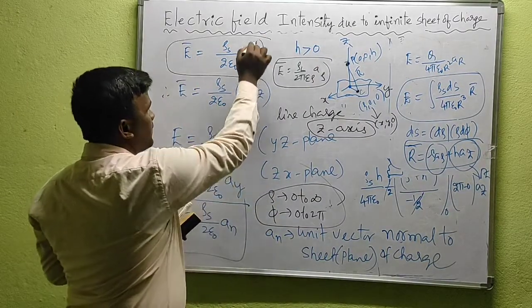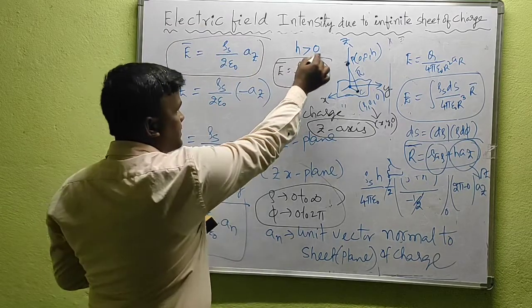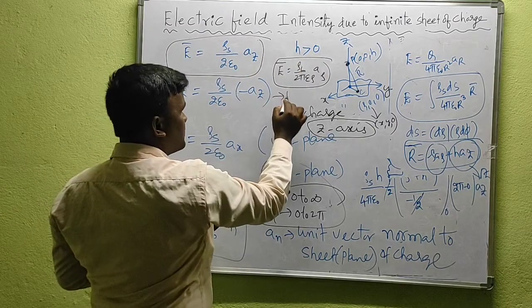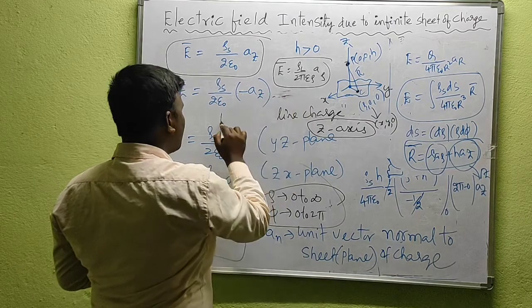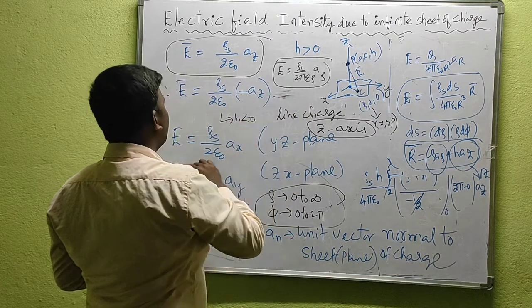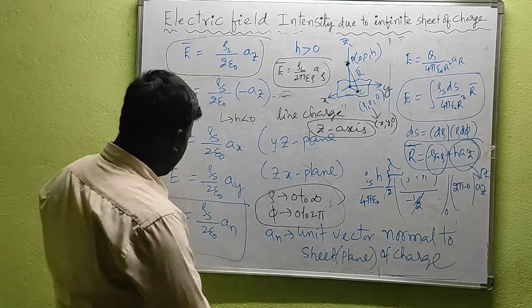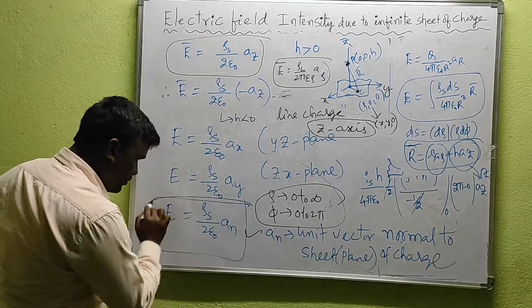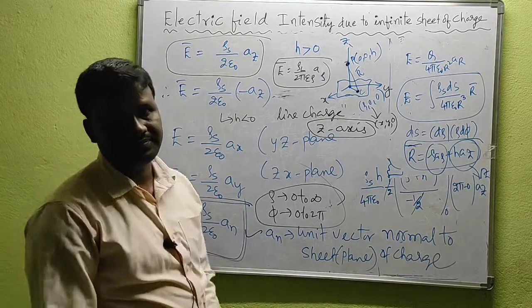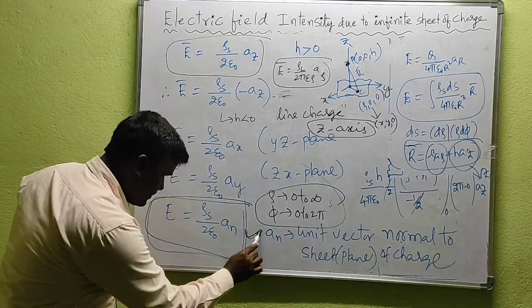Rho s by 2 epsilon naught az for h greater than 0, and this one is for h less than 0. Or else in general E can be written as rho s by 2 epsilon naught into an. So this expression is very important.